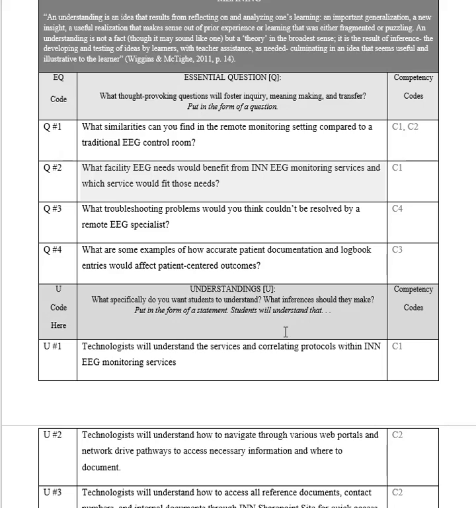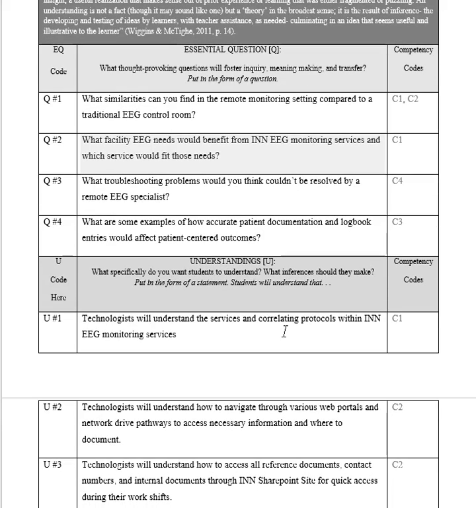Below that, we also have our understandings, and this is stating specifically what we want our students to understand, what inferences we want them to make. These are statements that the students do understand something specifically, and these aren't in question form. Once you have those down, you will have a code with the U and then the number, and then the competency code that those are correlating with.